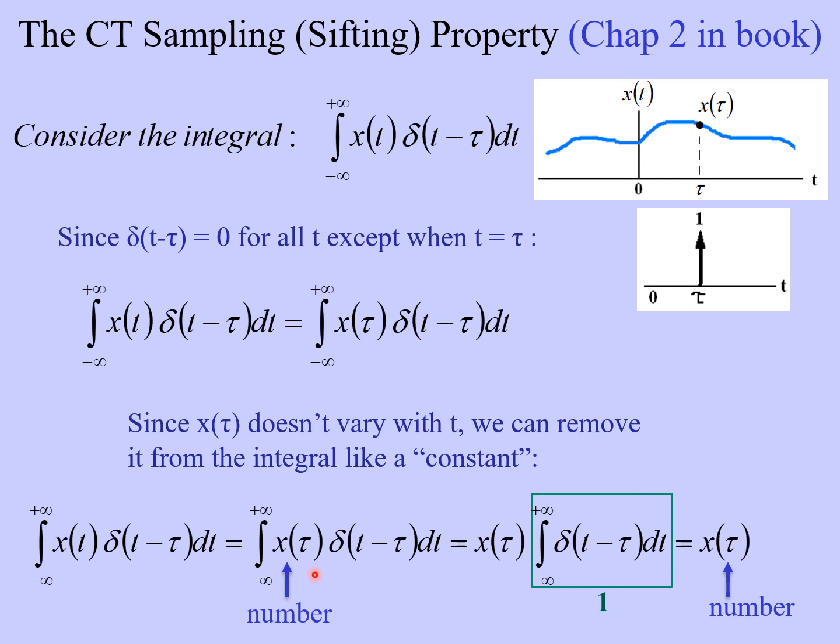So what we're left with then inside this green box is the integral of the delta function, but remember the integral of any delta function is equal to 1 because that's the area under the curve of the delta function. So all of this goes away and all we're left with is x of tau. So basically what's happened here is this delta function has sampled the value of x of t at tau.